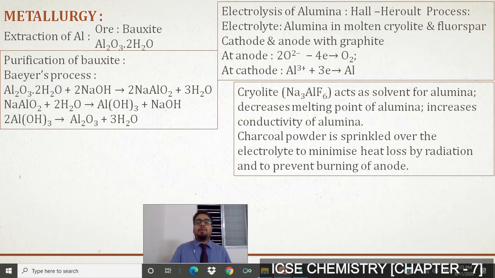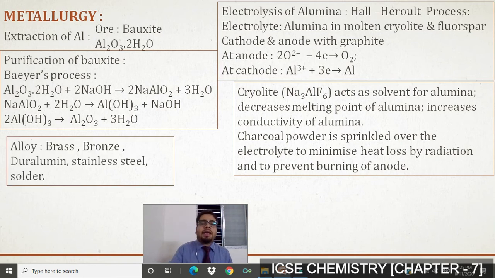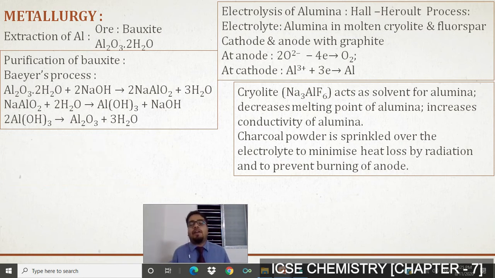So I hope you can write the ionization equation, cathode reaction, anode reaction very nicely, and observe the product at cathode and anode. At the cathode, as you are extracting, aluminium metal will be deposited, and at the anode oxygen gas will be liberated. Okay, so till now I hope you have no problem in the electrolytic reduction of alumina.